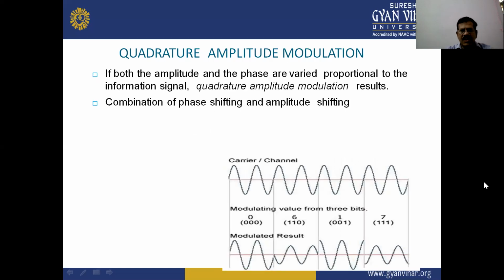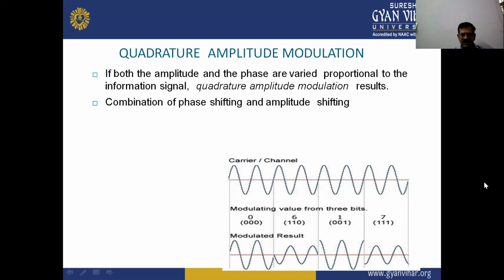In quadrature amplitude modulation, QAM, both the amplitude and the phase are proportional to the information signal. That is the quadrature amplitude modulation system, in which amplitude and phase are proportional to the information signal. The information signal may be a message signal, modulating signal, or data signal. Quadrature amplitude modulation is the result of a combination of phase shifting and amplitude shifting.